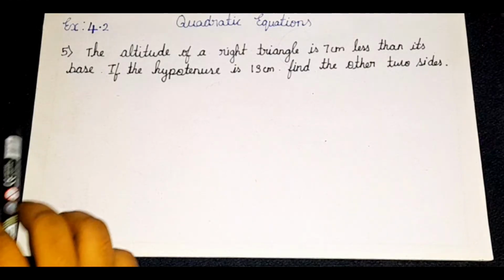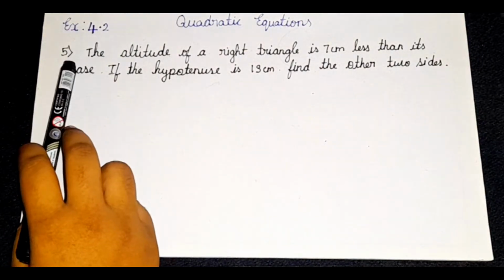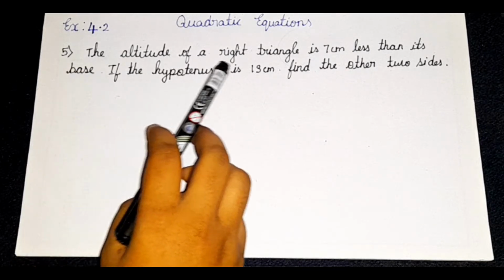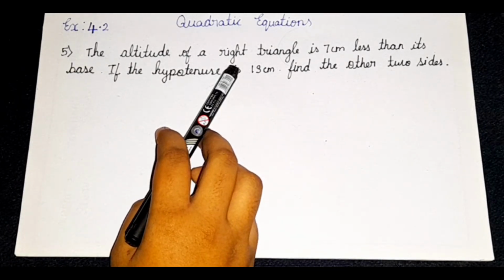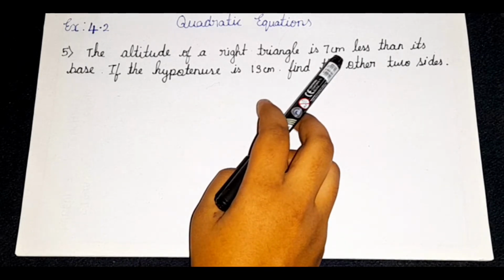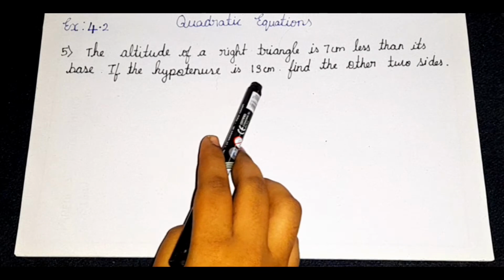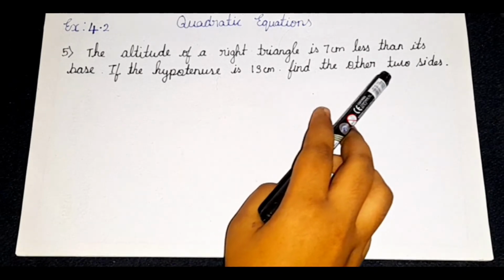Today we are going to be learning exercise 4.2, fifth question. Now let's read the question. The altitude of a right angle triangle is 7 cm less than its base. If the hypotenuse is 13 cm, find the other two sides.